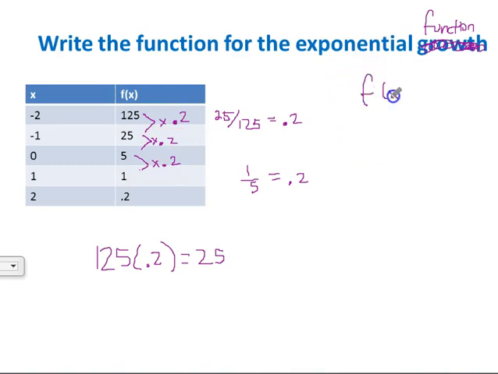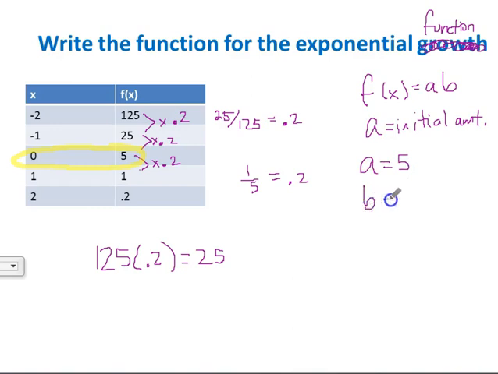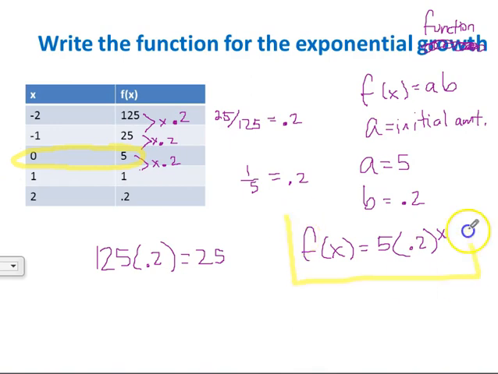So f of x equals a times b to the x. In this case, what is my a? Remember, the a is the initial amount. What's the initial amount? That always occurs when x is equal to 0. So in this case, our initial amount is 5. What's our b? That's our multiple. That's our 0.2, which we know is right, because our b term should be less than 1 since we're getting smaller. So put it all together, f of x equals 5 times 0.2 to the x. That's our rule.